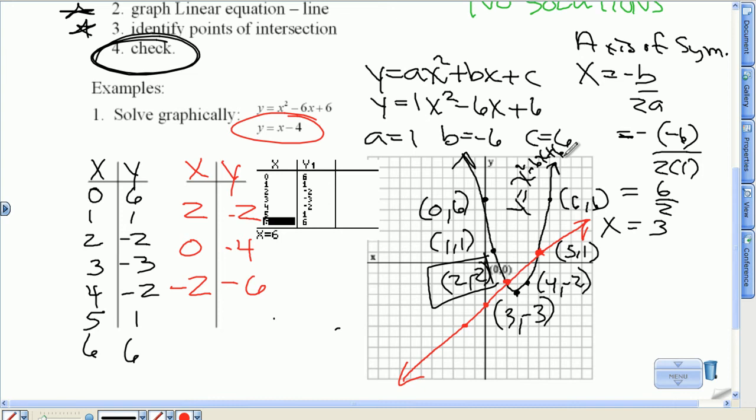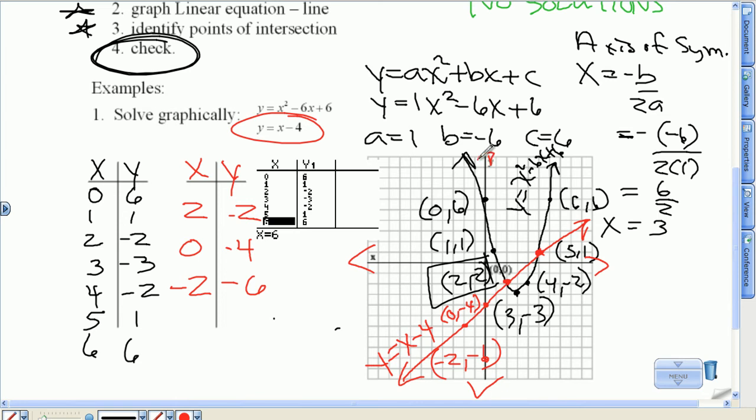And switch over to the line. Now I have negative 2, negative 6. I have 0, negative 4. And I already have 2, negative 2 labeled. So I go y equals x minus 4. So do all that labeling stuff for the parabola and the line.